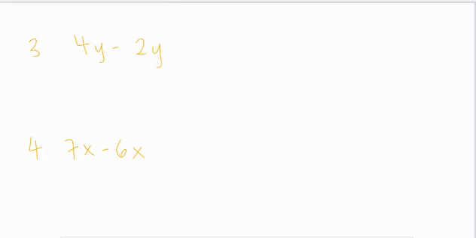We're going to use the exact same process for subtraction. For number 3, we have the variable y. So 4y minus 2y, we know that 4 minus 2 equals 2. Using this logic, we know that 4y minus 2y has to equal 2y.